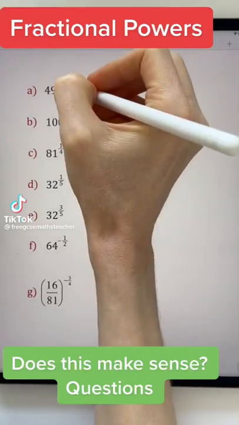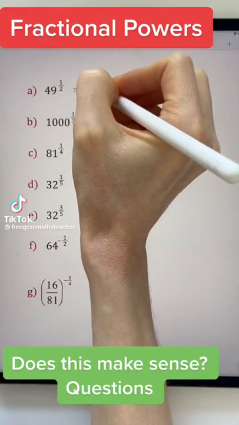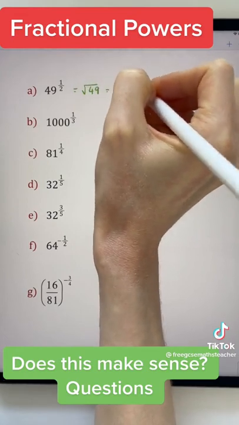We should know that a power of a half means the square root of the base. In this case, the square root of 49 is simply 7.